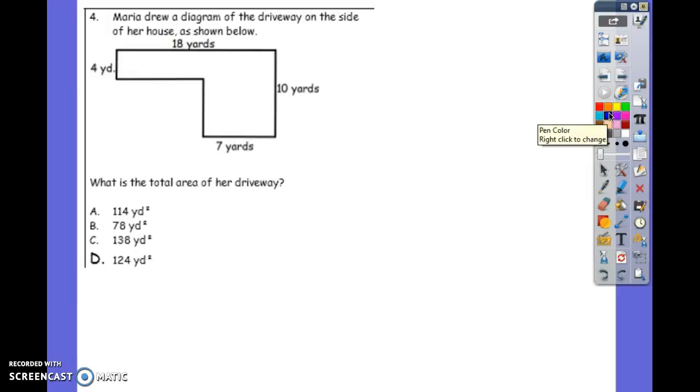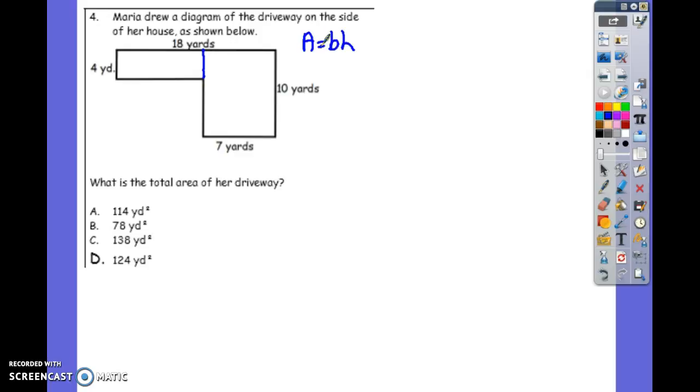Number 4. Maria drew a diagram of the driveway on the side of her house as shown below. What is the total area of her driveway? So we're going to need to decompose this composite figure. Let's draw a line right here, and we're going to make it a rectangle and a rectangle. So we have 2 rectangles. So we know the formula is going to be area is equal to base times height.